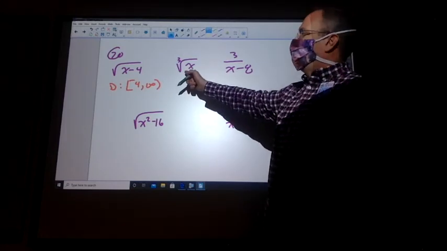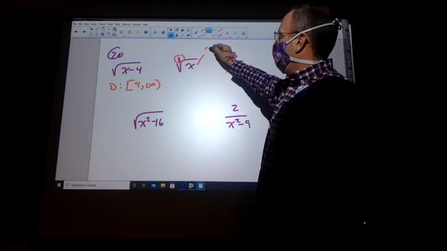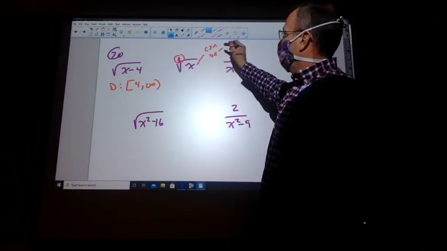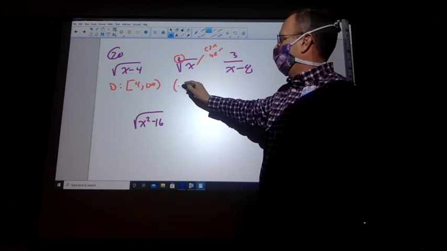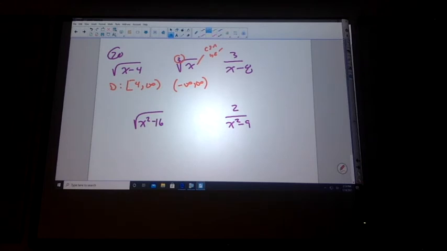The domain of this one, you have to remember, this can be negative. So if that can be negative, the domain of this one is negative to positive infinity. I can plug anything in on that one. Because I can take the third root of negative 8. The third root of negative 8 is negative 2, because negative 2 times negative 2 times negative 2 is negative 8.